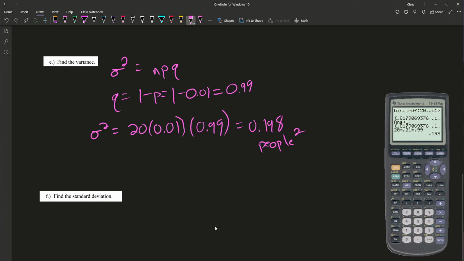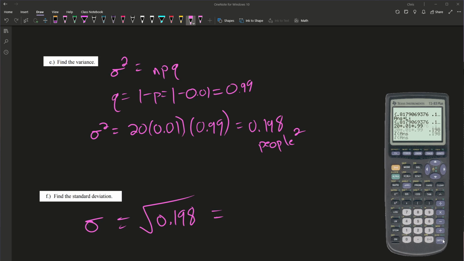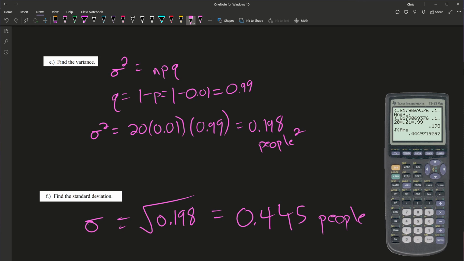For this last one, find the standard deviation. Sigma is just the square root of the variance. It's the square root of 0.198. And here we get about 0.445 people. And that's really it for 5.3.